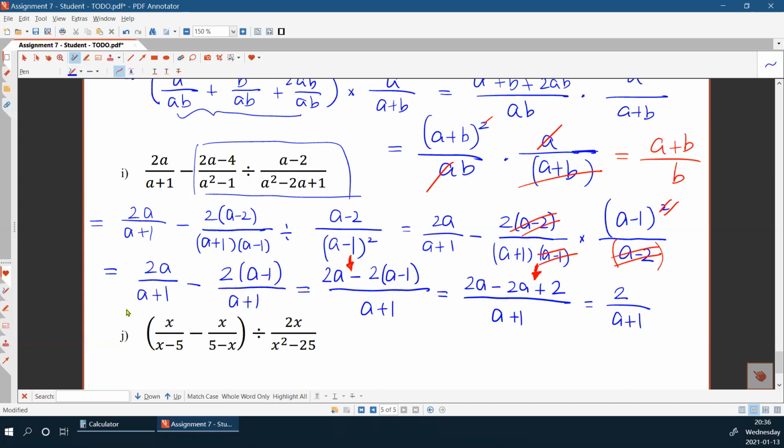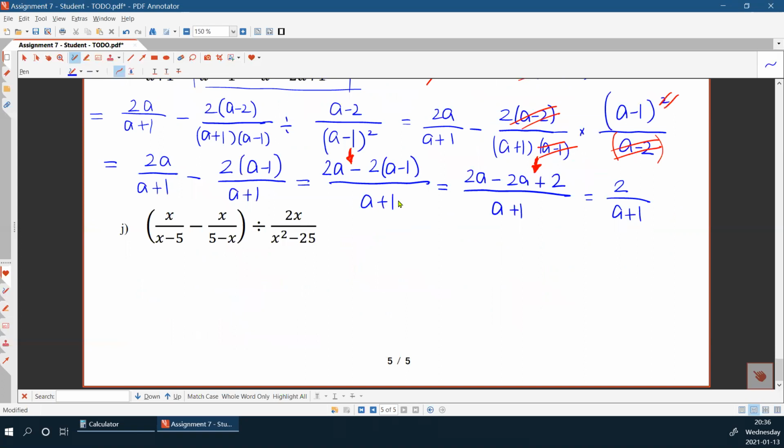All right, any questions? No? All right, let's see the last question. Okay, let's try to calculate the first two terms first, because they are in the brackets, right?